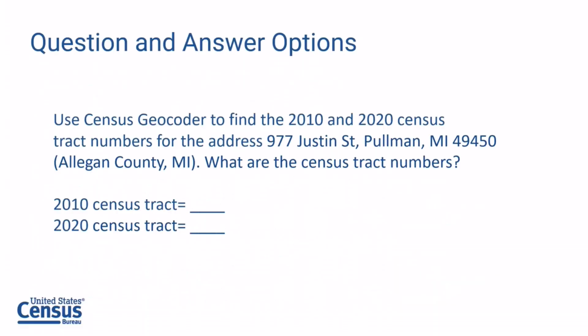Use Census Geocoder to find the 2010 and 2020 census tract numbers for the address 977 Justin Street, Pullman, Michigan 49450, which is in Allegan County, Michigan. What are the census tract numbers? Pause this video to conduct your search in the Geocoder tool, then resume the video.